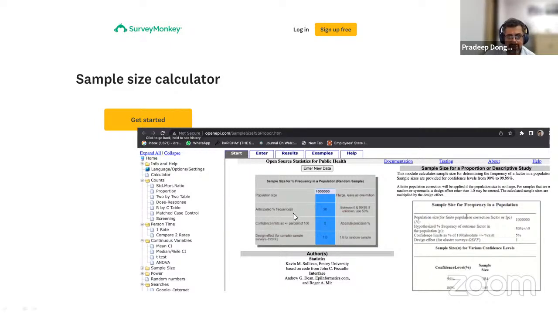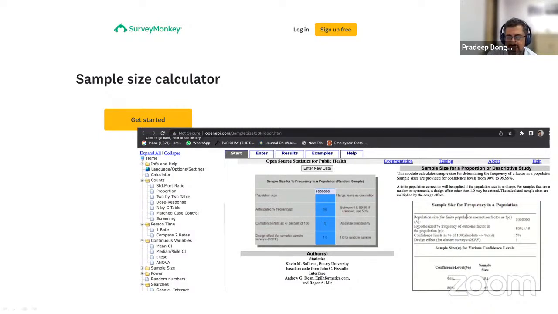And you can estimate the sample size based on one particular question and the anticipated frequency of one particular answer. And you can put a confidence limit. Usually the absolute precision we choose is around 5%.